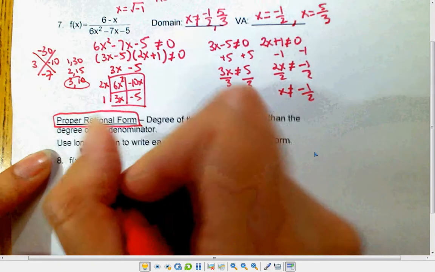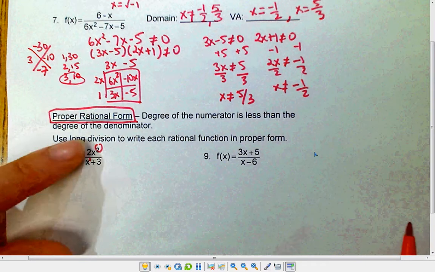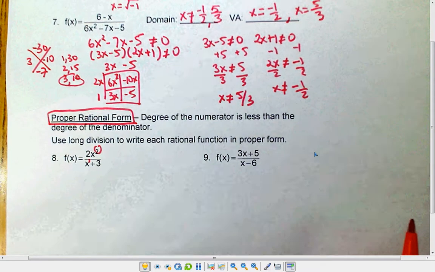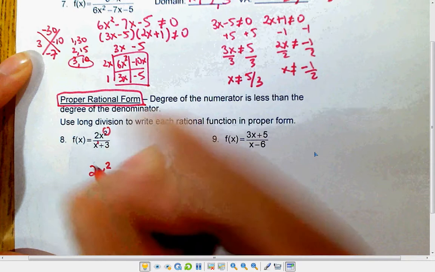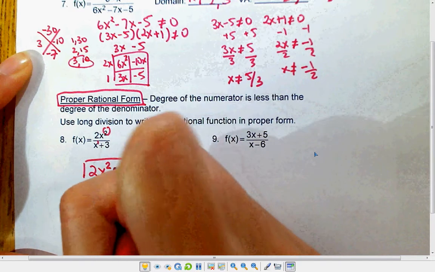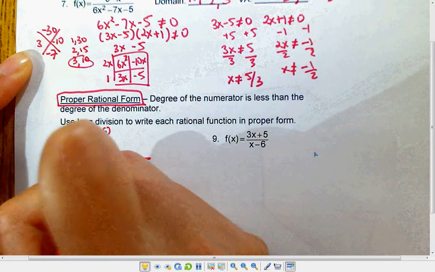So we look at number 8. So notice how the degree here is the squared, and this is just to the power of 1. So this is greater than this. So we're going to use long division to rewrite each rational function in proper form. So long division, we have 2x squared, remember our zeros, plus 0x plus 0, divided by x plus 3.